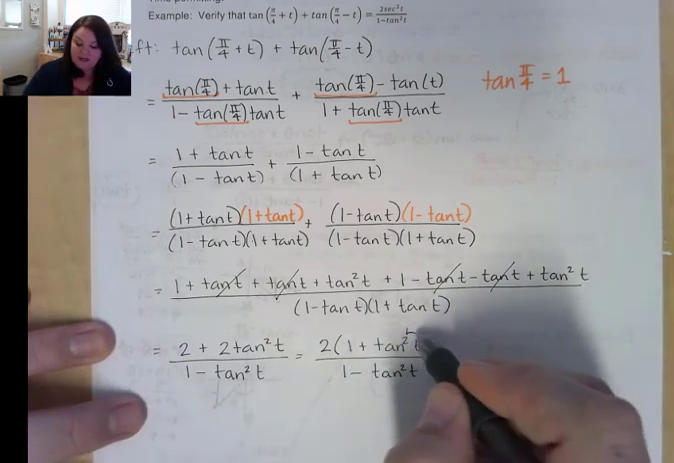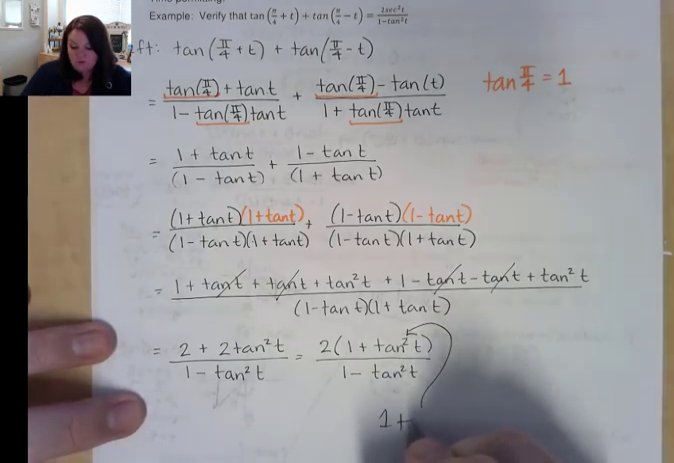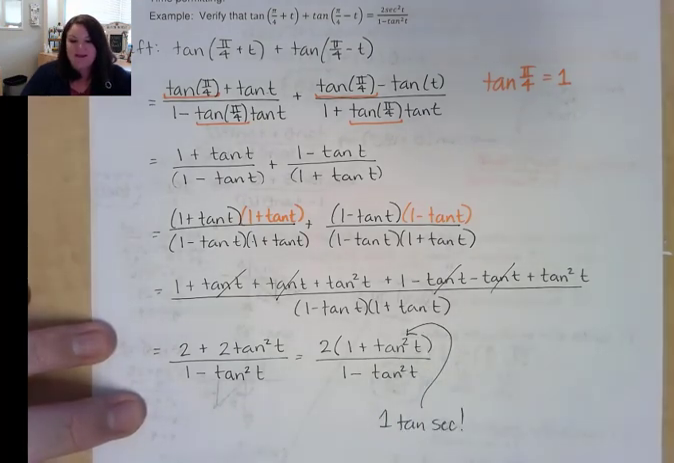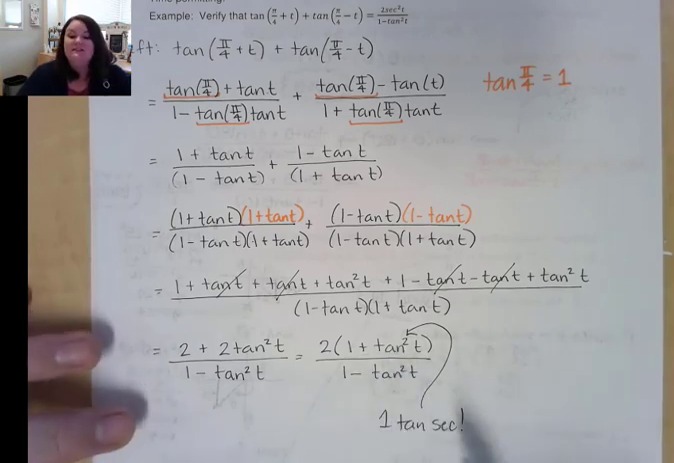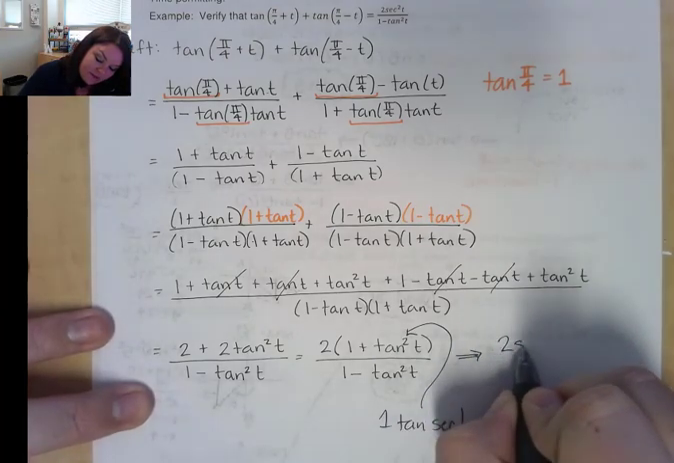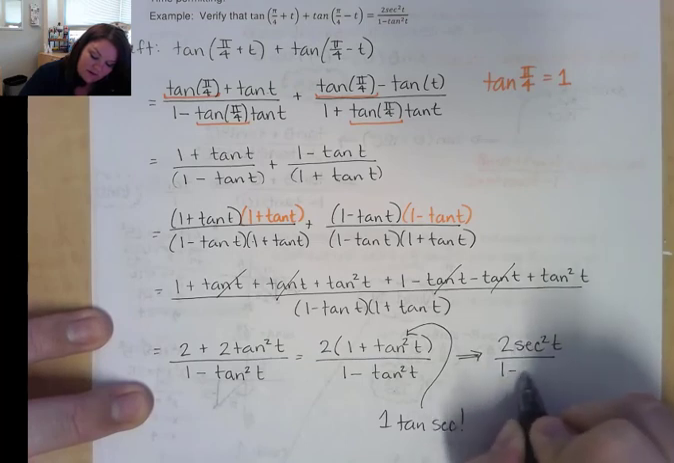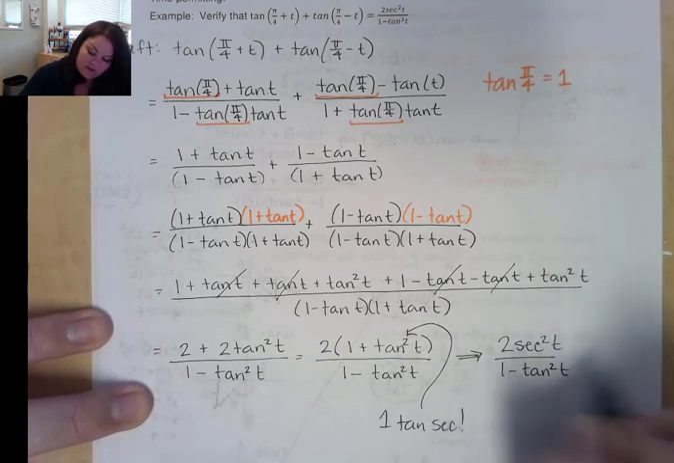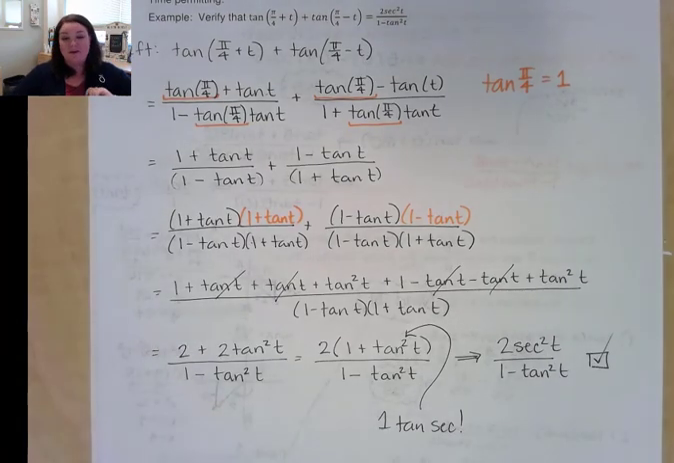And then this right here is one of our identities, right? This is our Pythagorean identity. 1 plus tangent squared theta is equal to secant squared theta. So this gives me 2 secant squared t over 1 minus tangent squared t, which gives us the right side that we needed. Okay? All right, so that is the end of section 5.4.